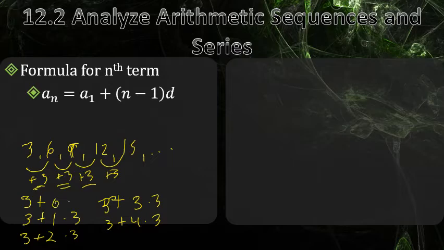So this would be 0 times 3. So what we have is our 3 plus our n minus 1 times 3. So that's our A1, and that is our D. So it's A1 plus n minus 1 times D.